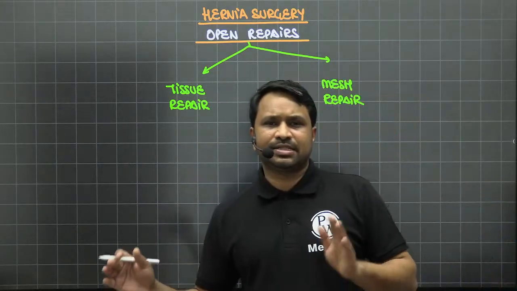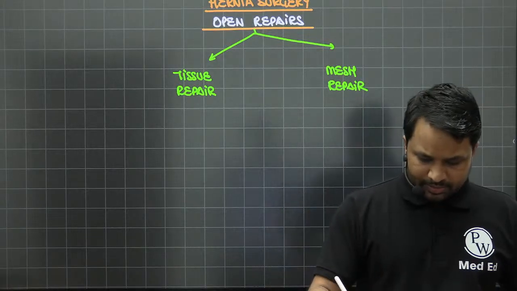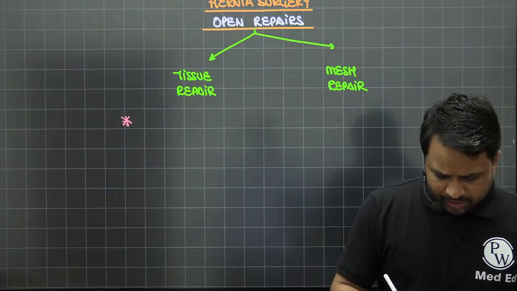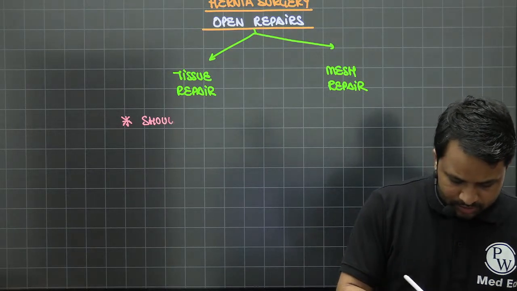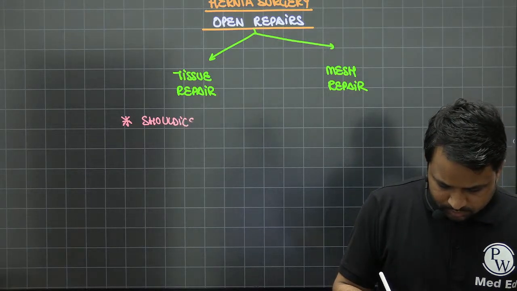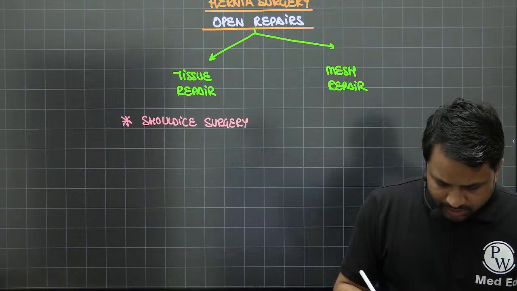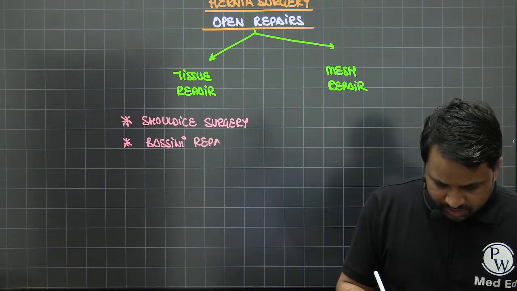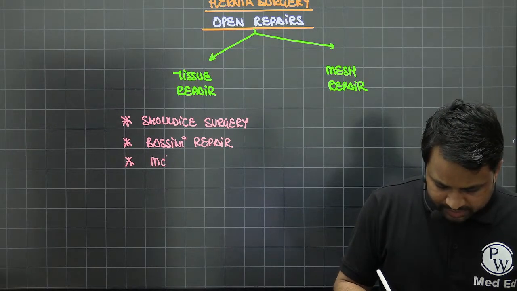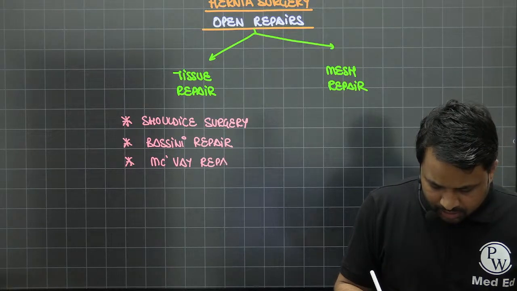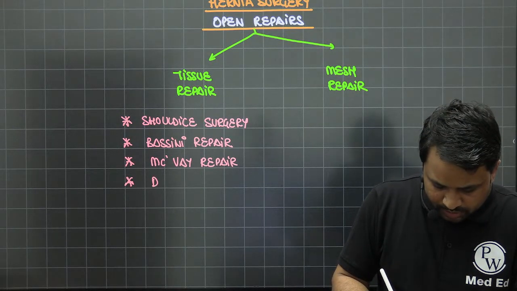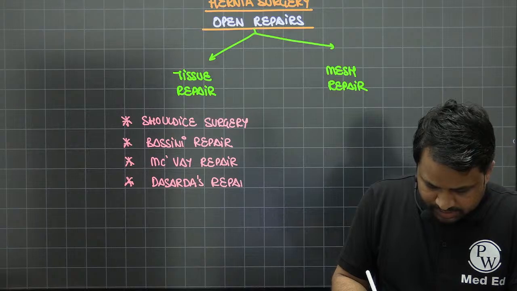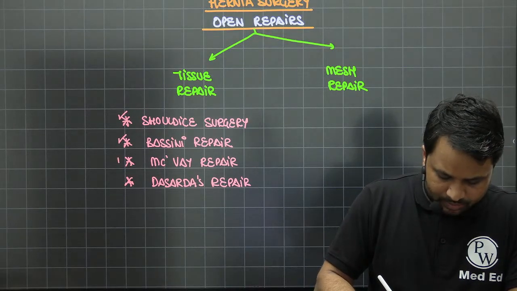Today, we'll talk about the various repair components. The tissue repairs that we're going to discuss: number one, the Shouldice surgery, which is quite popular. Then we have the Bassini's repair. Another one is the McVay repair. And our own Mohandas Dasarda's repair, which we call the Dasarda's repair. So we'll be discussing four important techniques: Shouldice, Bassini's, McVay, and Dasarda's.